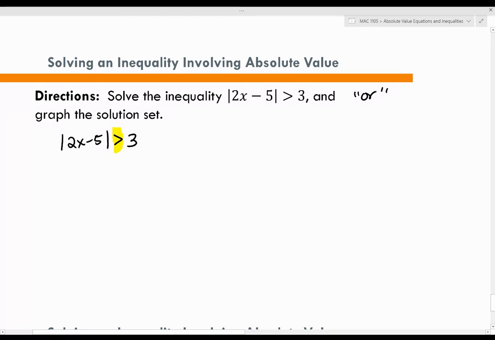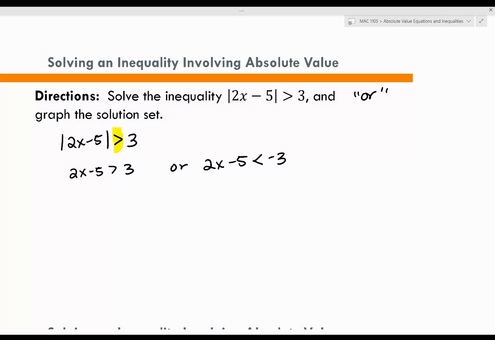So before I do anything, I always have to make sure that my absolute value is isolated. It is. So I can drop the absolute value bars, and the first expression is going to be exactly what I have here, but without the absolute value bars. And then I'm going to write or, and then I'm going to write what was in the absolute value bars to start with, but I'm going to flip the inequality sign and write the negative answer. Okay, now I have two inequalities without the absolute value. I can go ahead and solve them like I normally would.